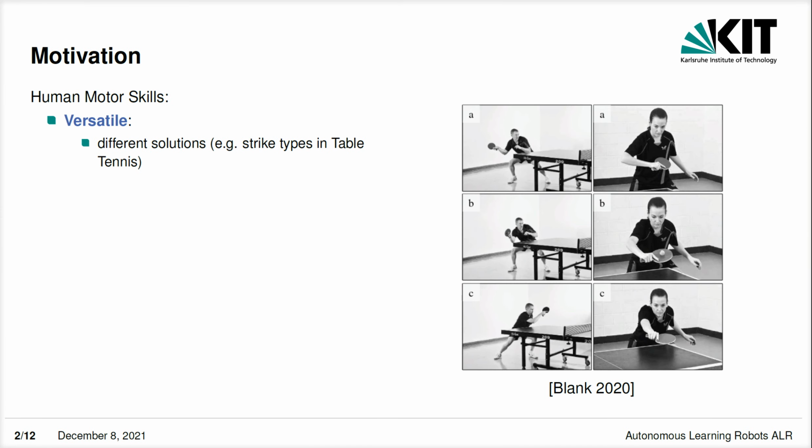Consider human motor skills. They are versatile, which means humans can execute different skills to a given task. For example, in table tennis, humans can learn different striking types as a forehand or a backhand, as can be also seen in the image at the right.